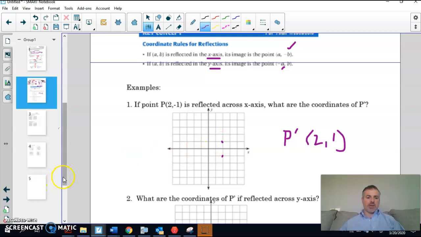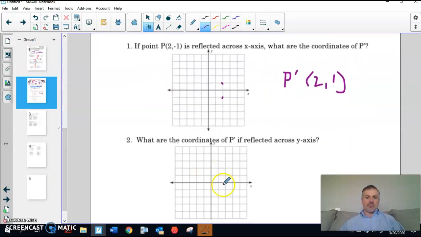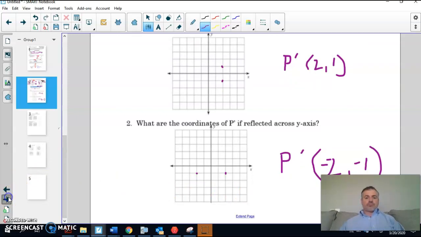Same thing down here. If I take P and reflect it over the y-axis, then again the pre-image points at 2, -1 right here. Now I'm going to reflect it over the y-axis. So P prime now. Remember, you changed the sign on the x value and keep the y value the same. So you can see it here, -2, 2, -1, or -2, -1, sorry. This P prime ends up over there. So it's kind of an illustration of those two rules.